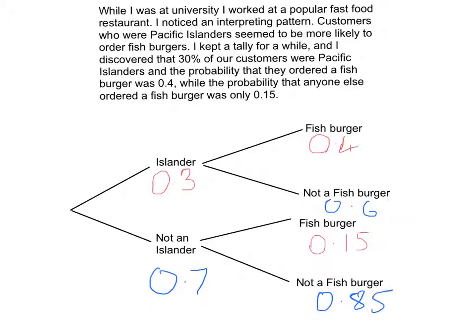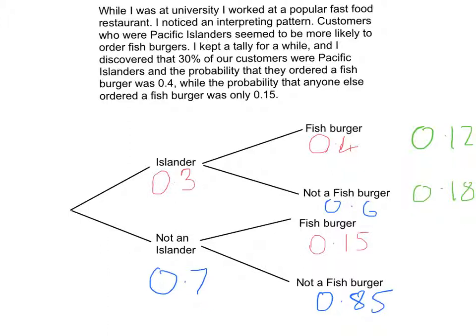Right. Once we've got the probability tree, the next thing that we need to do is actually work out what the probabilities are. And we do this simply by multiplying across the lines. So here we see we've got 0.3 times 0.4 is 0.12. That's the probability of a random customer being a Pacific Islander and ordering a fish burger. The probability of a random customer being an islander and not ordering a fish burger is 0.18.